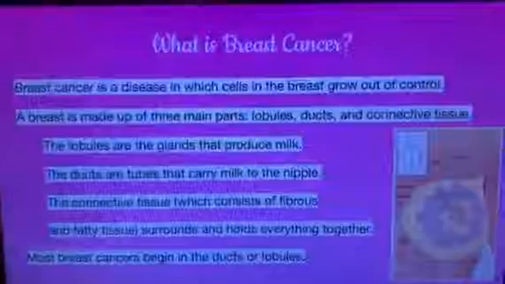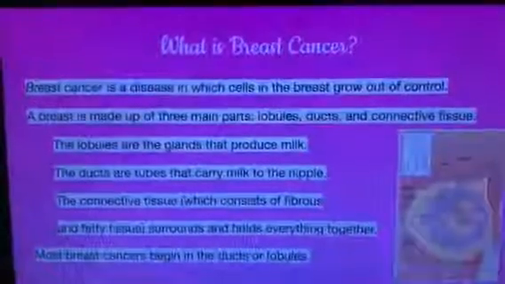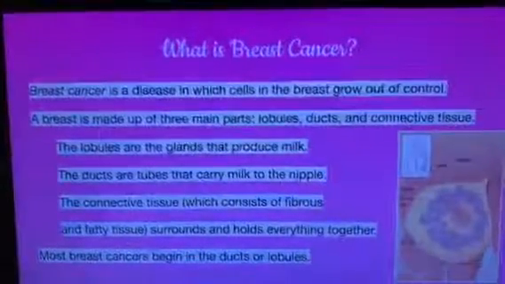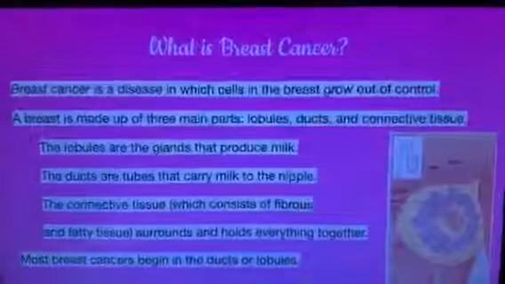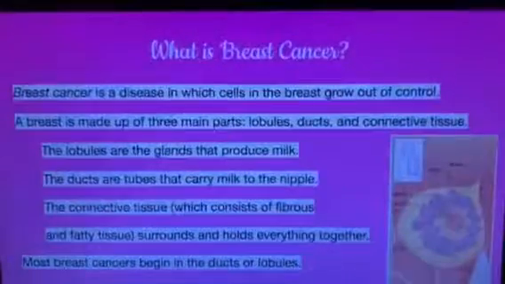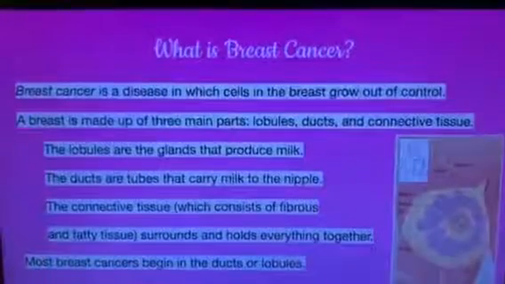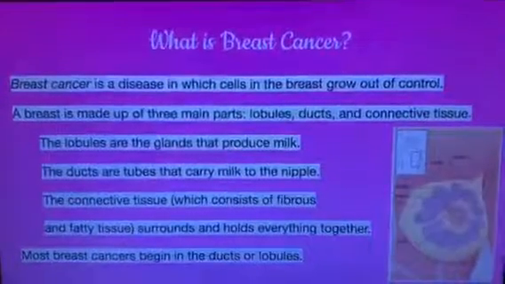So I'm going to begin with what is breast cancer. Breast cancer is a disease in which cells in the breast grow out of control. A breast is made up of three main parts: lobules, ducts, and connective tissue. The lobules are the glands that produce milk, and the ducts are the tubes that carry milk to the nipple. The connective tissue, which consists of fibrous and fatty tissues, surrounds and holds everything together. Most breast cancers begin in the ducts or the lobules.